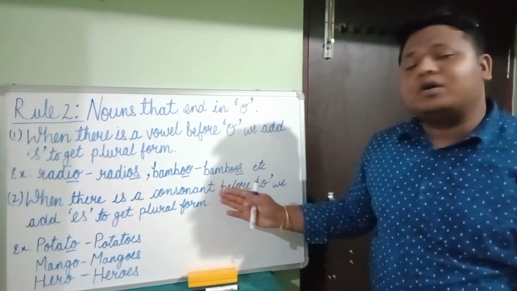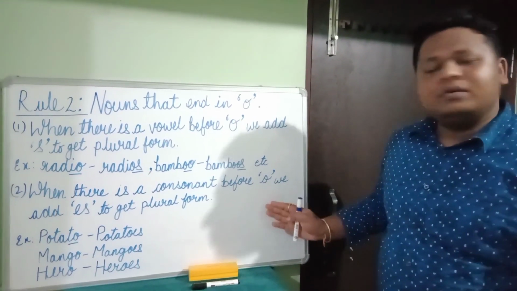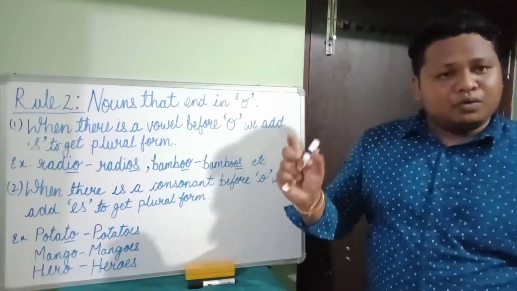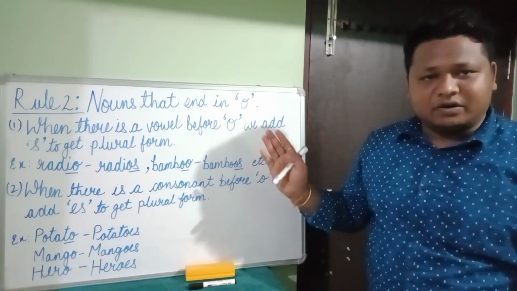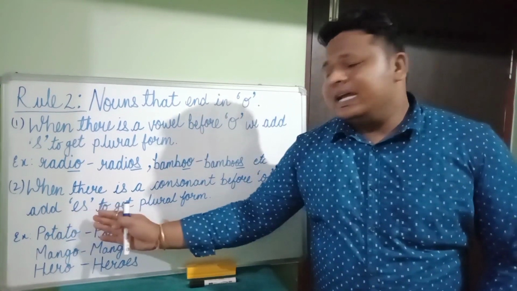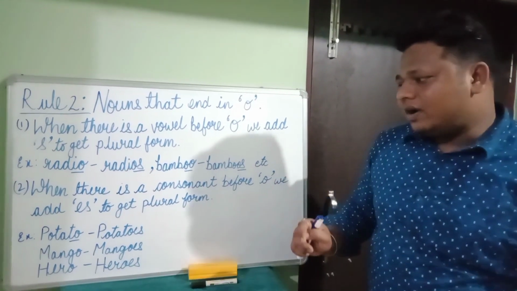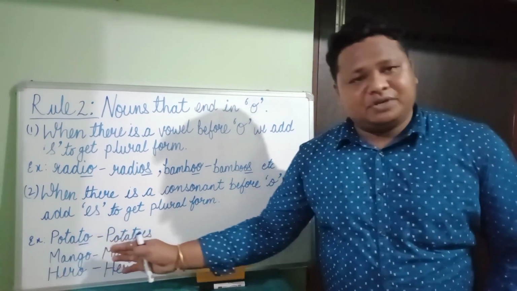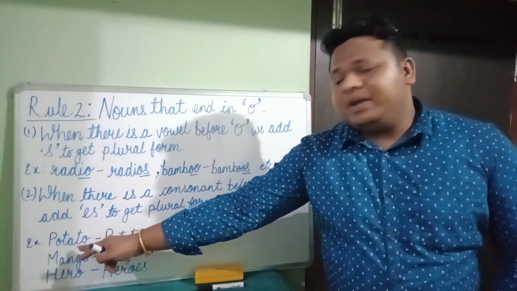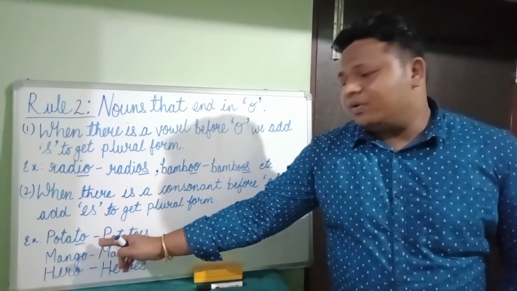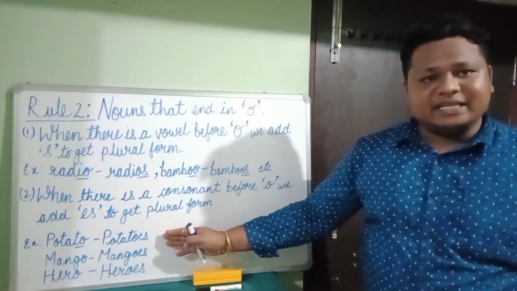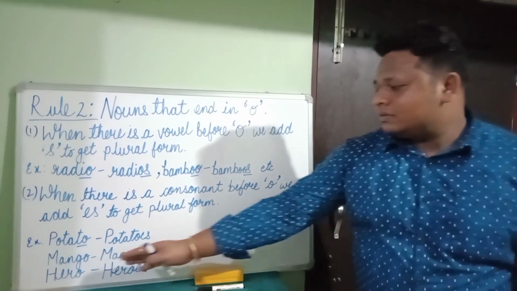Now condition number 2. When there is a consonant before o. Alright. Whenever there is a consonant before the last letter o, we have to add es to get the plural form. We add es. Alright. Let us see some example. Potato. Here we have the consonant t before o. So we add es. That is potatoes.